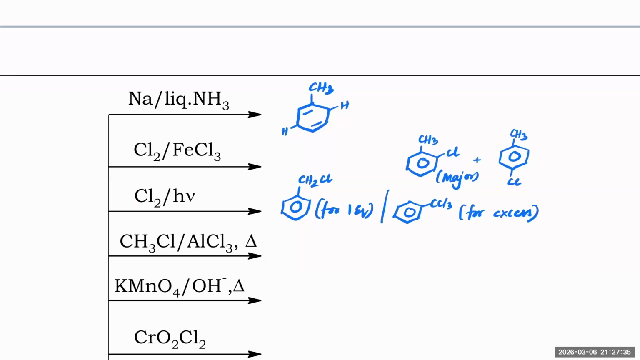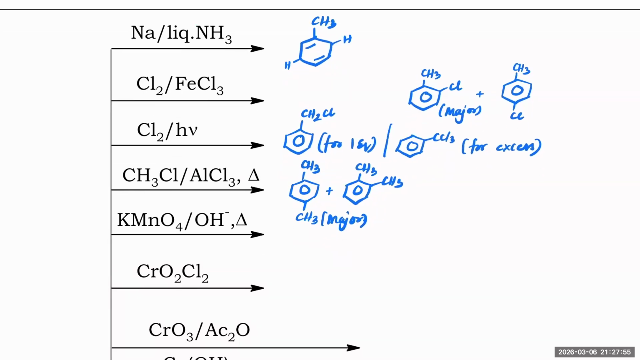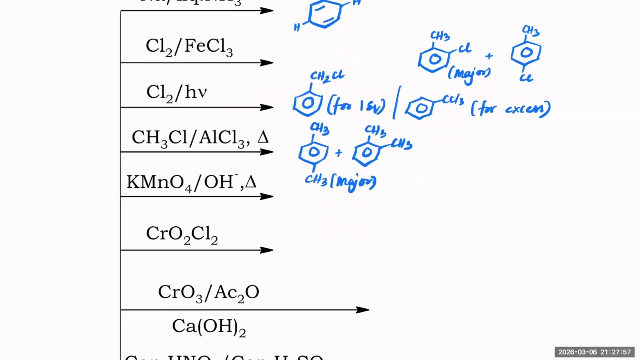Okay. Next is Friedel-Crafts alkylation. So if you have CH3 already, one more CH3 will come here at ortho position, at para position, and one more CH3 will come at ortho position. In these cases, para is the major one. I told you only two cases where ortho is major, otherwise para is major.